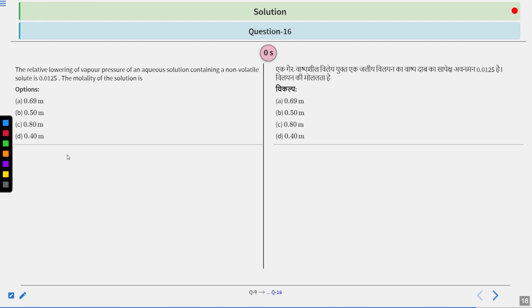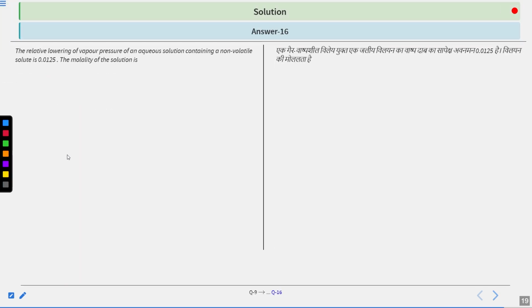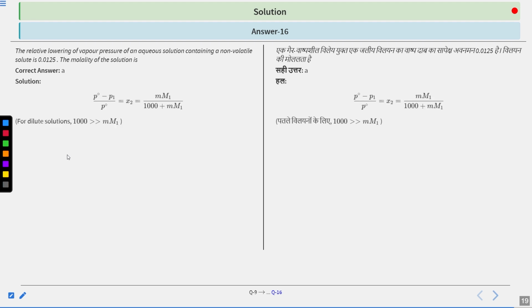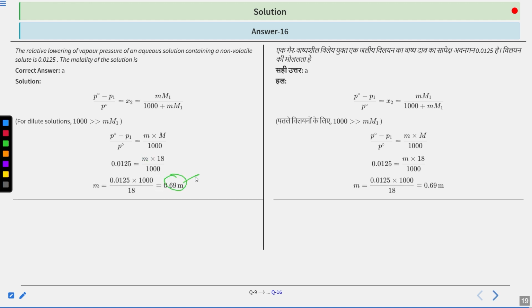So time is up. Let us see how we can solve it. You have to find the molality. It comes out to be A. So this is the formula: (P01 minus P1) by P01 is equal to chi2. So chi2 can be calculated as m into M by 1000 plus m into M, and you know that 1000 is always greater than m into M1. So if you put all of this, you will get (P01 minus P1) by P01 is equal to small m into capital M by 1000. So that will give you your m, which comes out to be 0.69. So this is your molality.